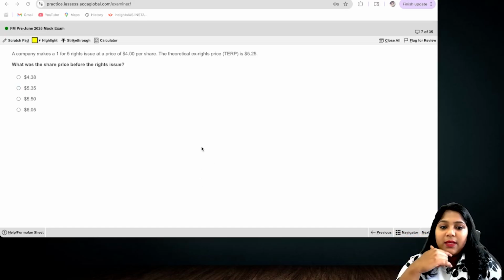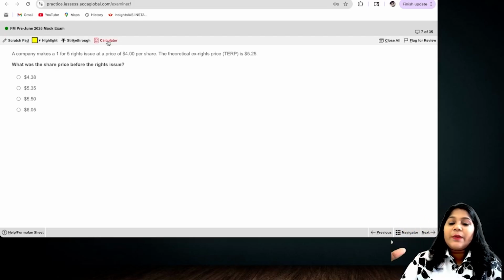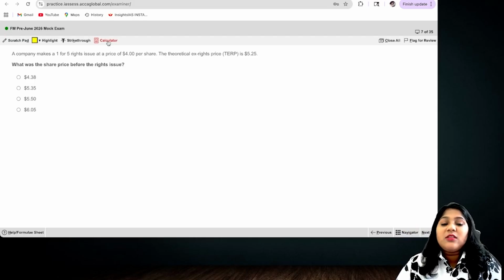A company makes a 1 for 5 rights issue at a price of $4 per share. The theoretical ex-rights price is also given, that is 5.25. What was the share price before the rights issue? Guys, it is a reversal calculation that we have to go ahead and do. So let me take the scratch pad to help you guys understand.